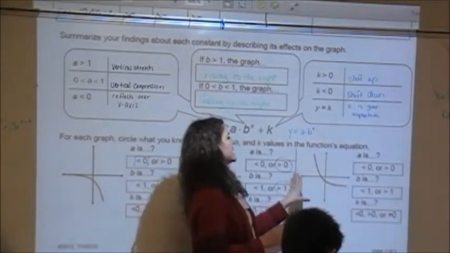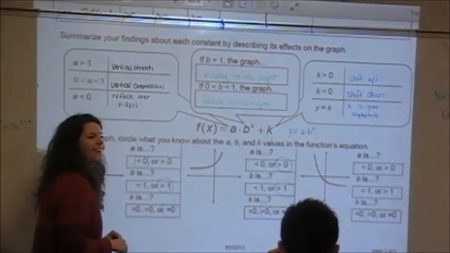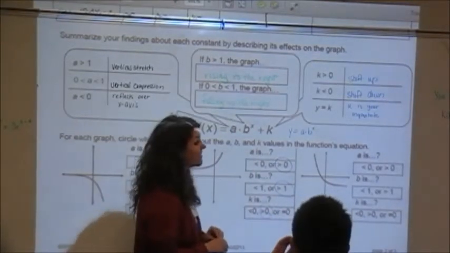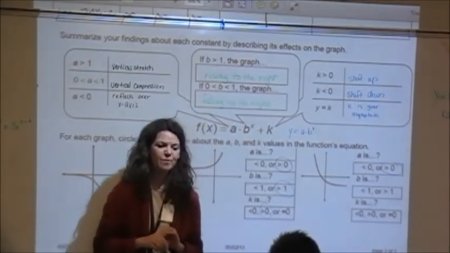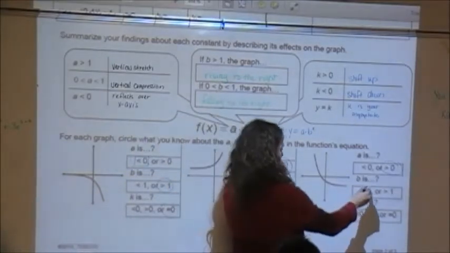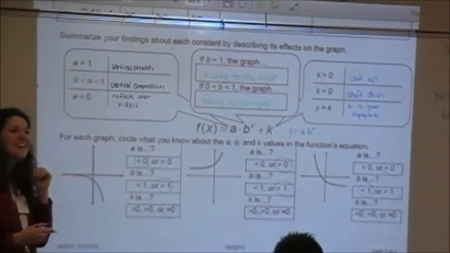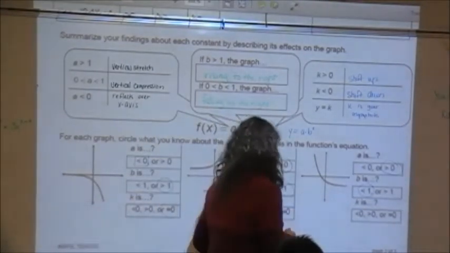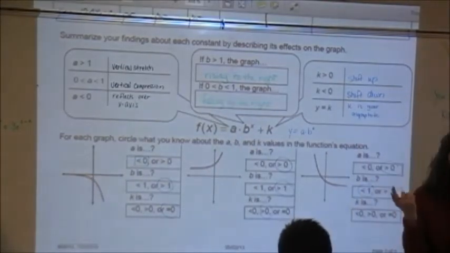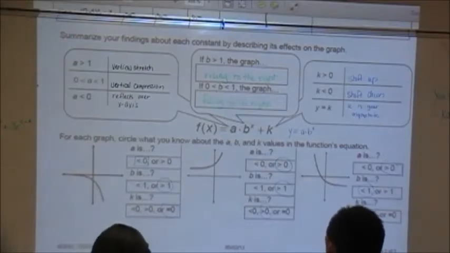Last one. Is your A value less than 0 or greater than 0? Has it been reflected? No. So it's greater than 0. Is your B value less than 1 or greater than 1? Less than 1. This is a decay problem. And is K less than 0, greater than 0, or equal? Less than, because now my asymptote is down below the x-axis. All right, if you'll flip to the top of the next page and plug in y1, 2, 3, and 4 all at the same time in your calculator and fill in the table.